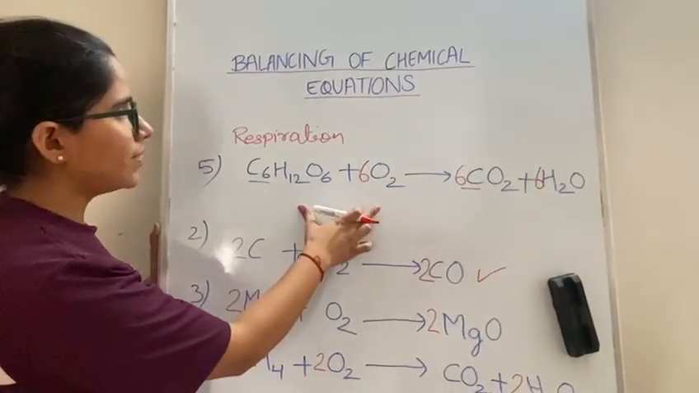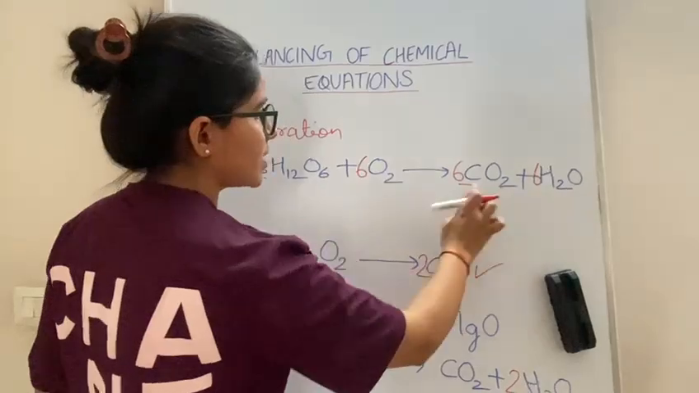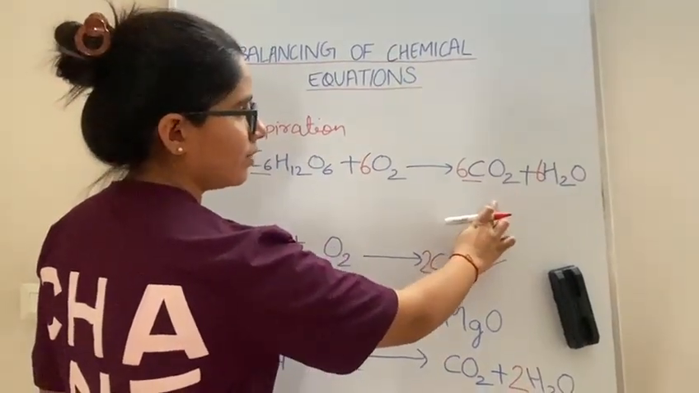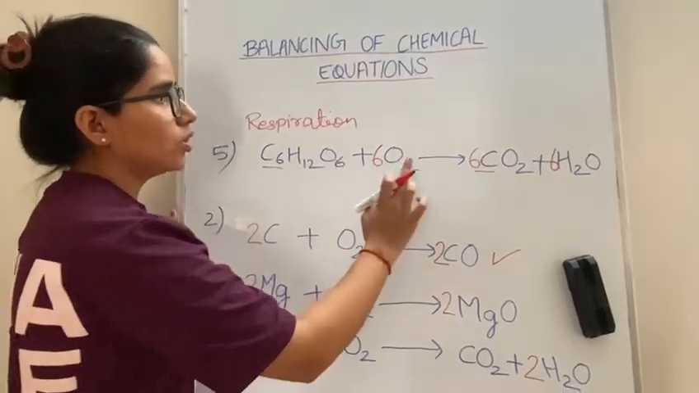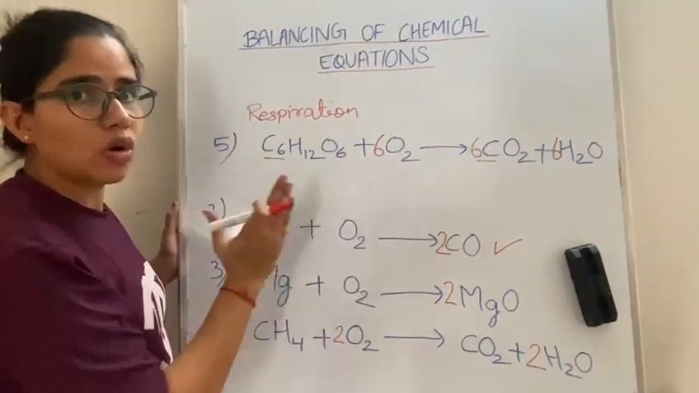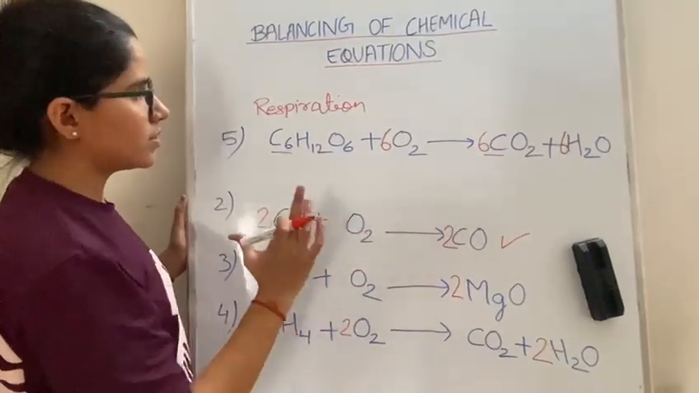So on the left hand side we have 18 atoms of oxygen. And towards the product side we have 6 into 2, it is 12, plus 6. 12 plus 6 becomes 18. So the number of atoms of oxygen are also balanced. So I can say that the whole equation is balanced now.